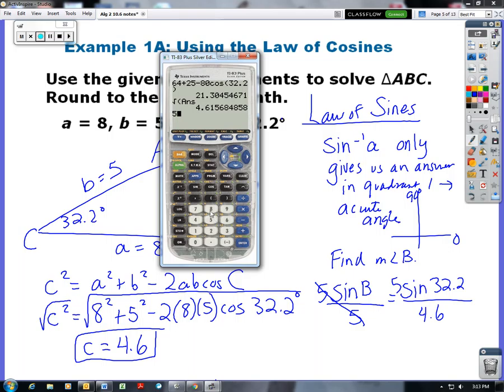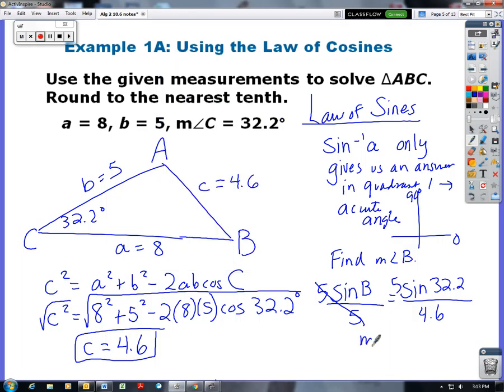So that's going to be 5 sine 32.2, enter, divided by 4.6, enter. And then we have to do arc sine of that. So second sine, second answer to get our angle. And we get 35.4. So the measure of angle B is 35.4 degrees. We'll box that in because that's one of the things we wanted to find.